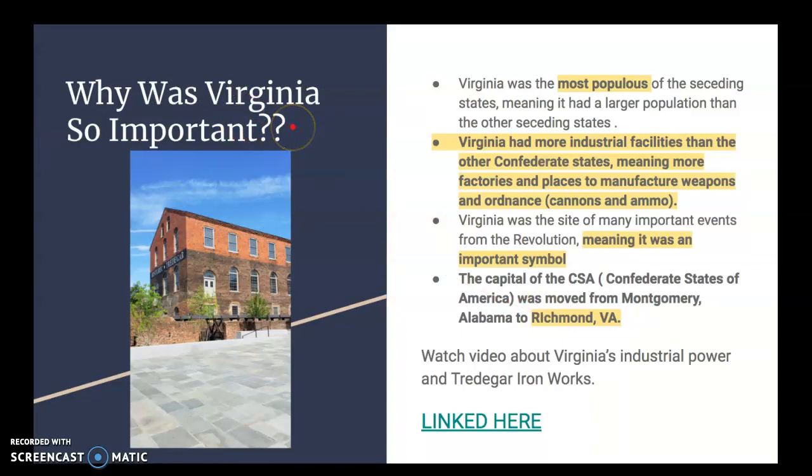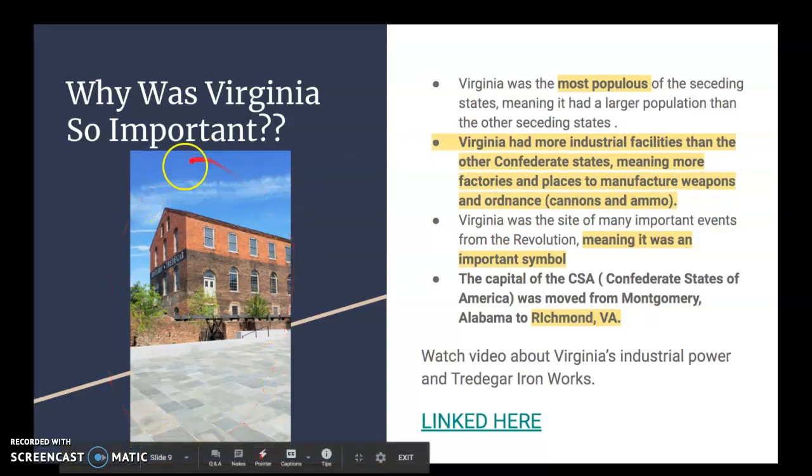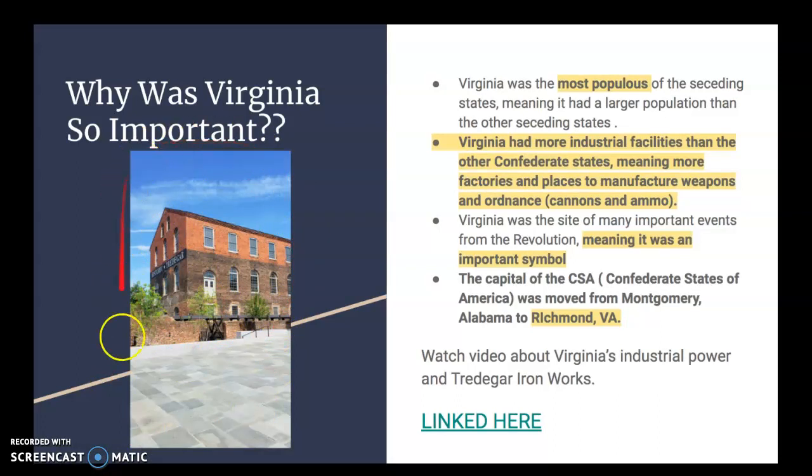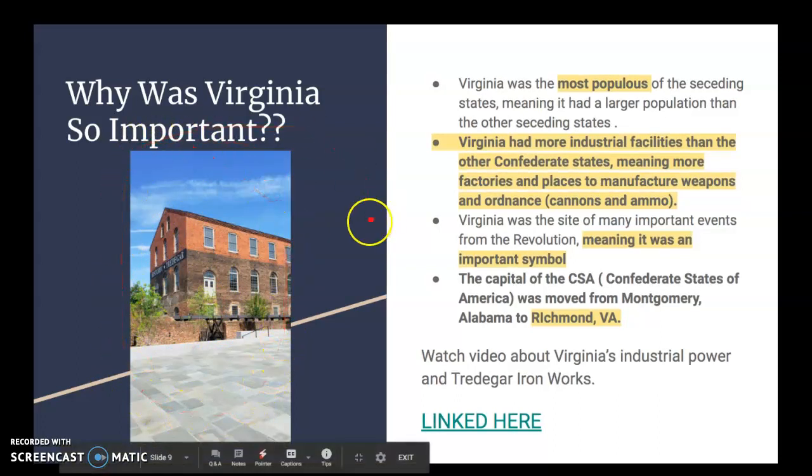So why was Virginia so important? Why was the Confederacy so excited and so determined to get Virginia to join? Well, for a few reasons. One was that it was the most populous of the seceding states, meaning that it had the largest population of them. It was also wealthier than the others. Virginia also had more industrial facilities than the other Confederate states. That meant that they were able to produce weapons and ordnance, which is cannons and ammo. This is a place called the Tredegar Iron Works in Richmond, Virginia. It's the site where they made cannons and cannonballs and all types of stuff for the Confederacy.